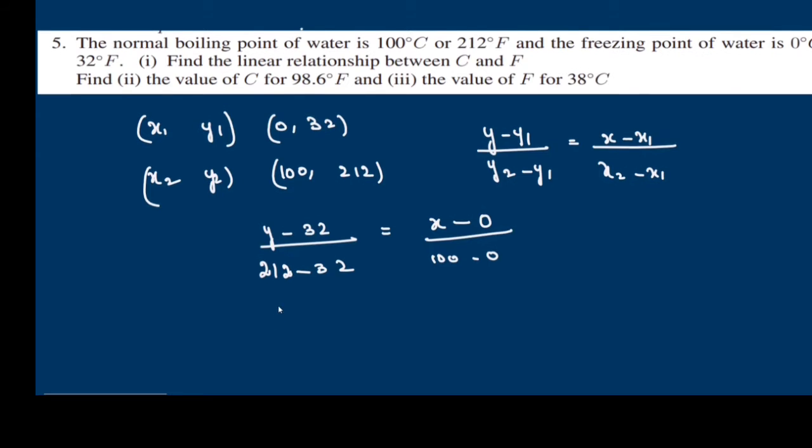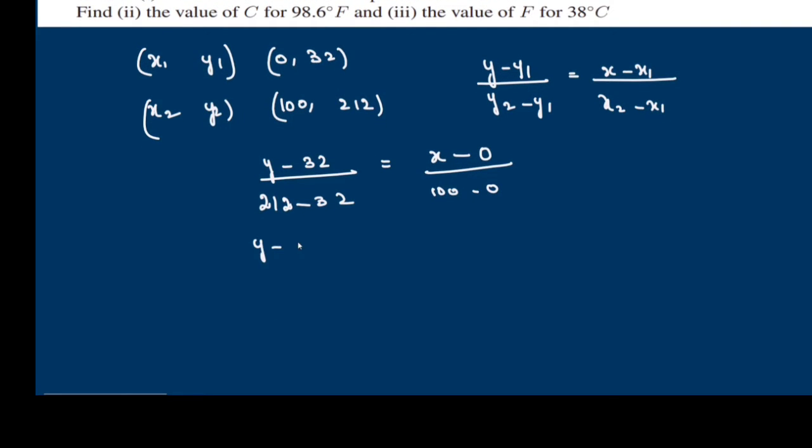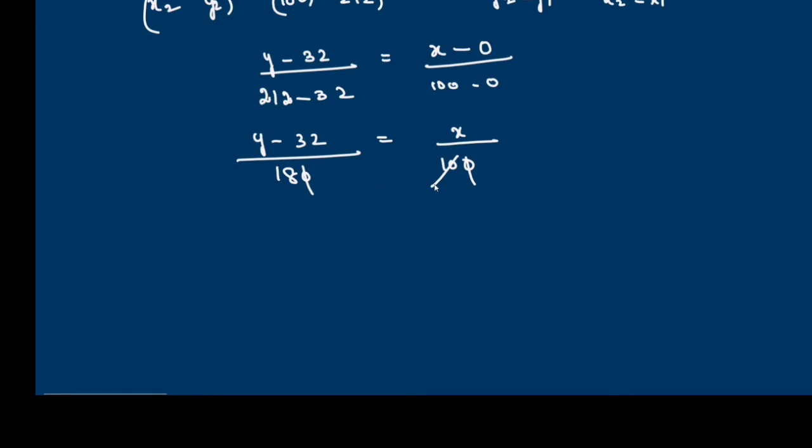So we get y minus 32 divided by 212 minus 32, which is 180, is x by 100. So we can cancel this 0 and 0, and you can also cancel the 5s and the 9s. Y minus 32 is 9 by 5 times x, so y is equal to 9 by 5 x plus 32.